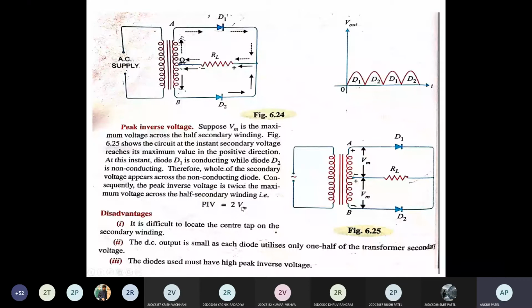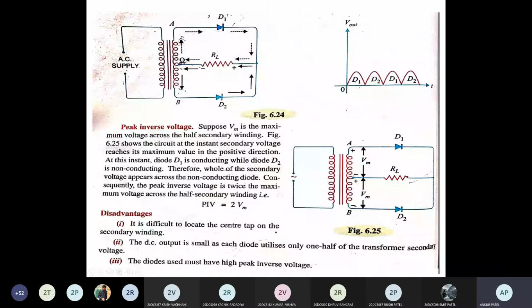Okay, that is the voltage across this secondary winding. Suppose Vm is the maximum voltage across the half secondary winding. Then in the circuit, at the instant the secondary voltage reaches its maximum value in the positive direction, diode D1 is conducting while D2 is not conducting.